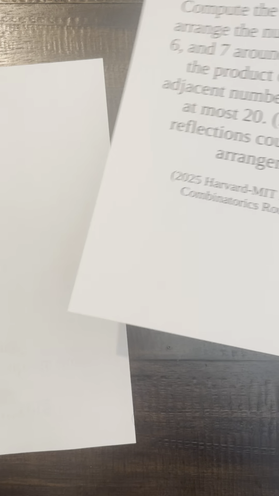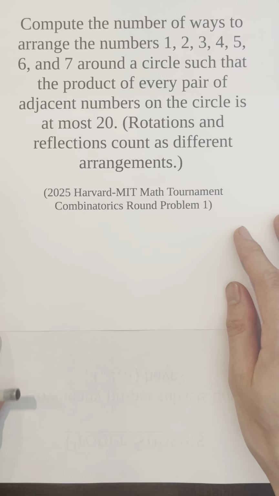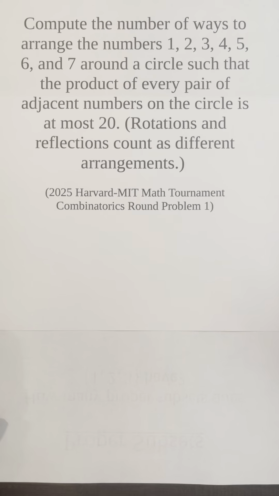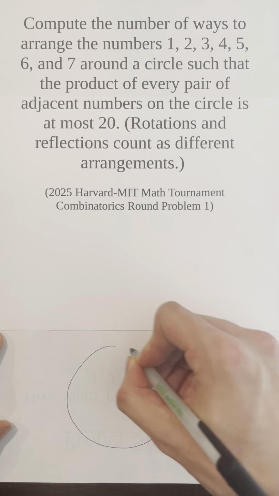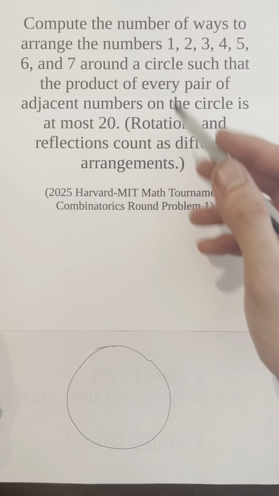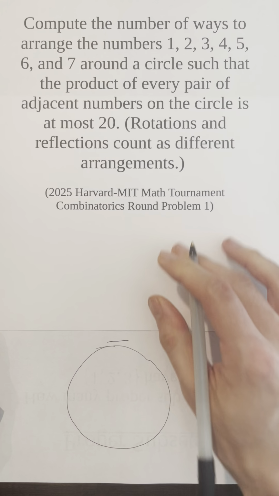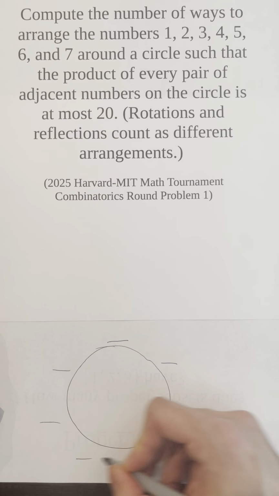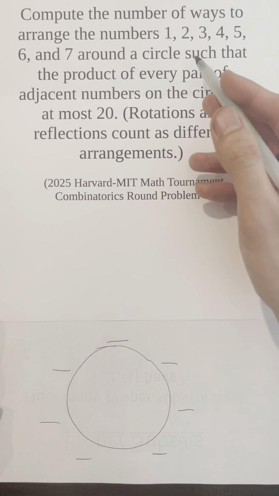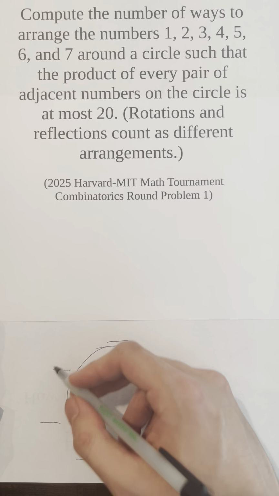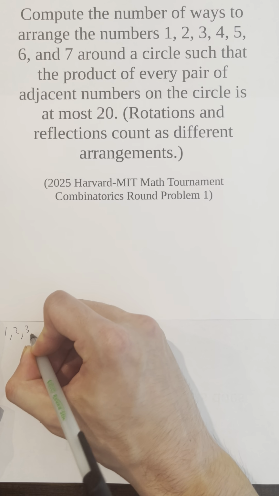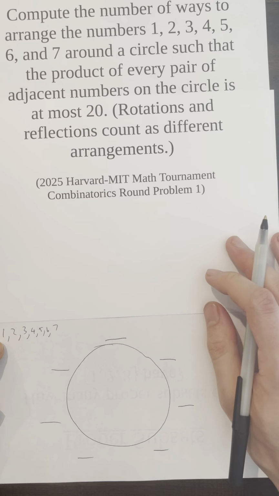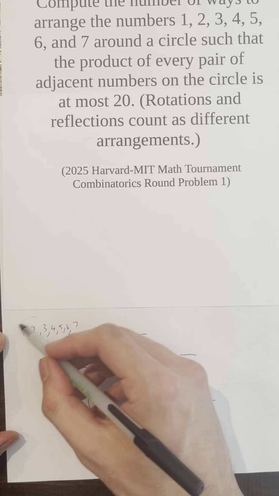Okay, so here's how to do it. They say compute the number of ways to arrange the numbers 1 through 7 in a circle. I'm going to draw the circle first. There are 7 numbers, so I'm going to put 7 blanks for the 7 numbers: 1, 2, 3, 4, 5, 6, 7. We're going to be putting a number in each blank, and they have to be from this list. You can only use each number once.